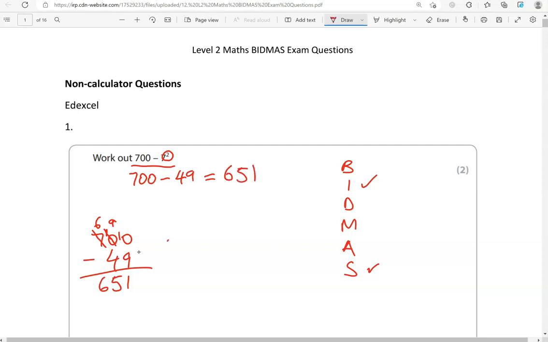The other way to work this out, 700 take away 49, would be to take away 50 and then give back 1 or add 1. So 700 take away 50, you could easily do it in your head, it's 650. Add the 1 because we literally took away 1 more than 49 in the first place, so that is 651.